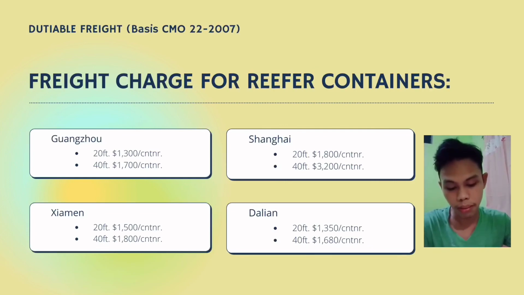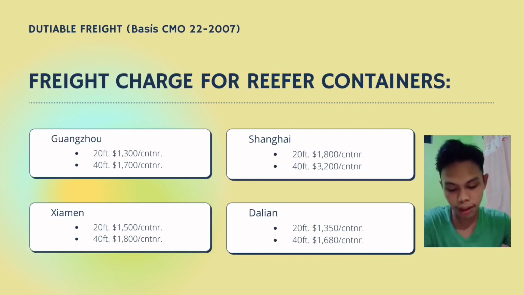These are shipments coming from China. First, Guangzhou, China is $1,300 per 20 feet reefer container. For 40 feet reefer container, $1,700. Shanghai, China, $1,800 per 20 feet reefer container and $3,200 per 40 feet reefer container.